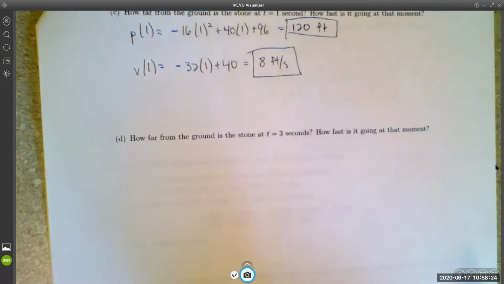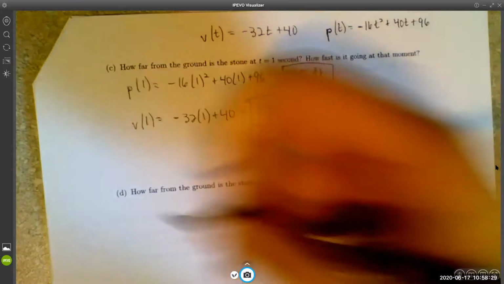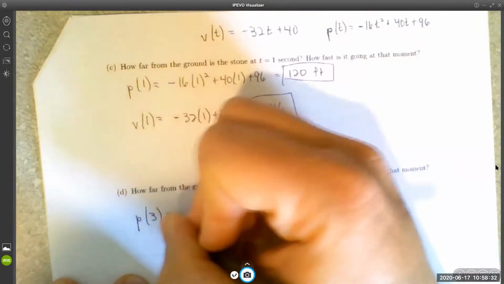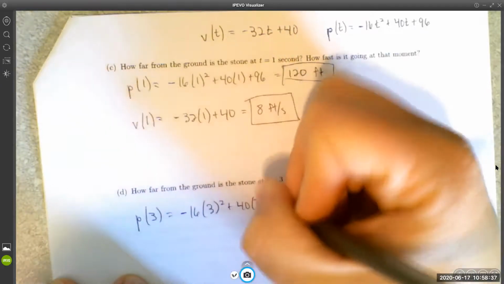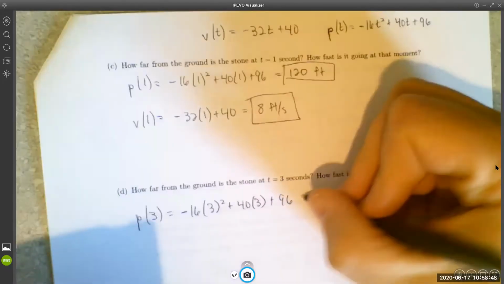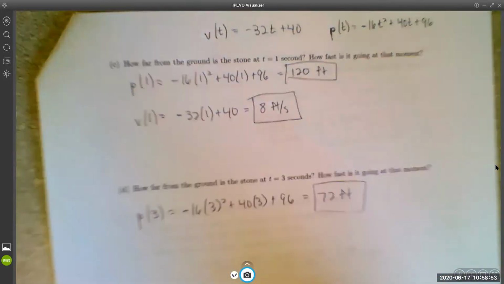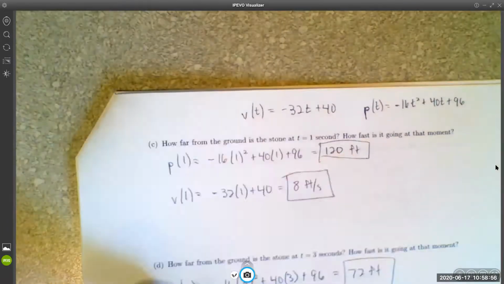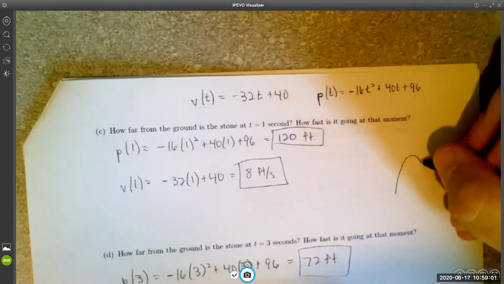Part B, how far from the ground is the stone at 3 seconds, and how fast is it moving at that moment? So same thing, after 3 seconds, negative 16 times 3 squared plus 40 times 3 plus 96, that's 72 feet from the ground. You may wonder, well, how is that possible? It was 120 feet, but it's because it started to come back down, right? So the stone was thrown, and now it's starting to travel back downwards, right?